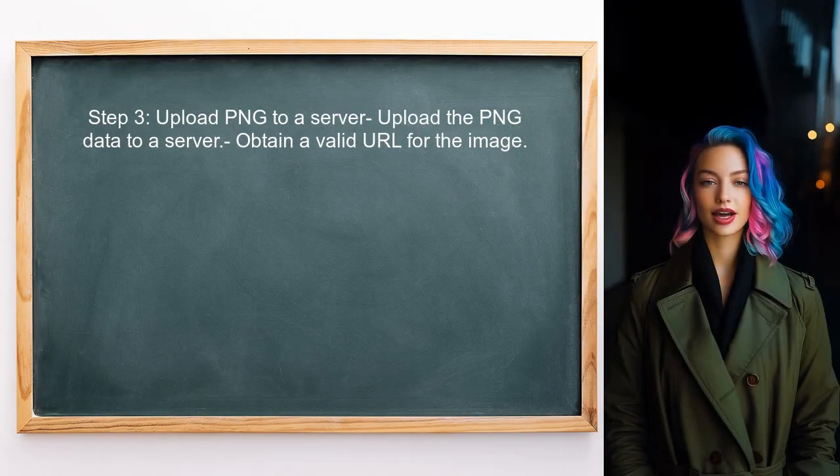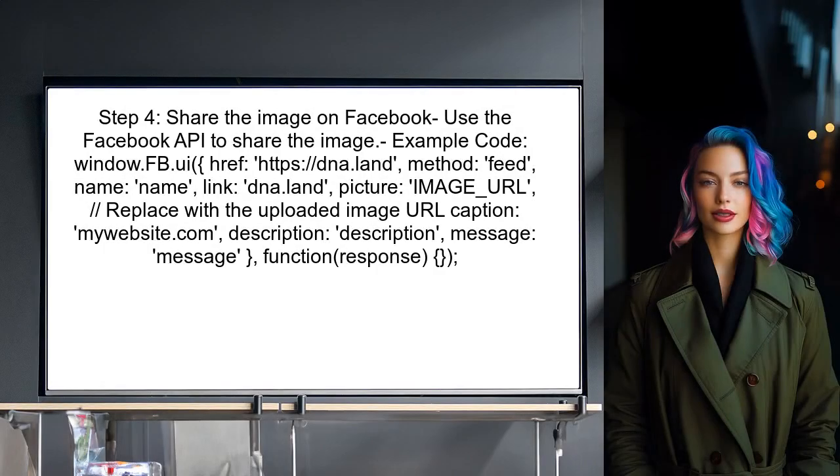However, Facebook requires a valid URL for the image. Since the user has a base64 string, they need to upload the PNG to a server and get a URL for it. Once the user has the image URL, they can use the Facebook API to share the image. The user should ensure that the URL is accessible and not too long.